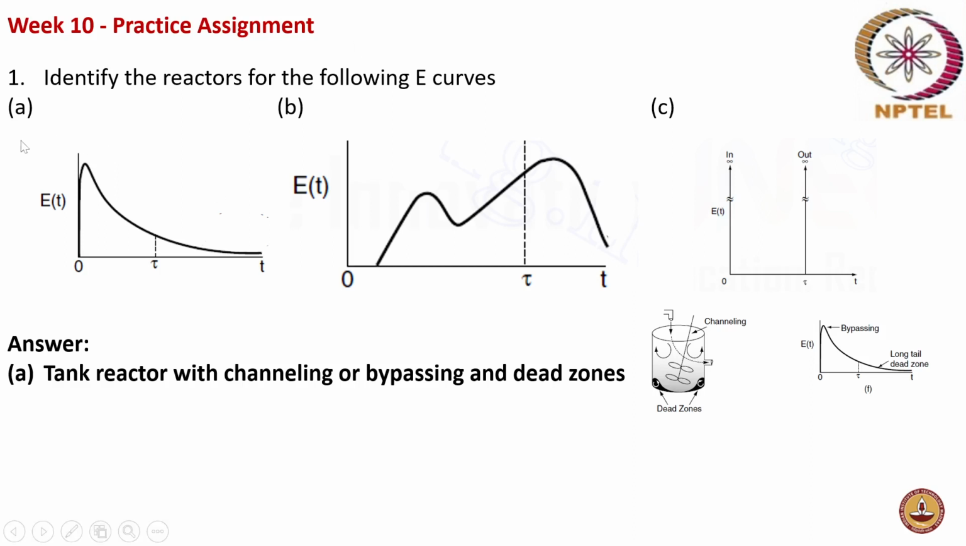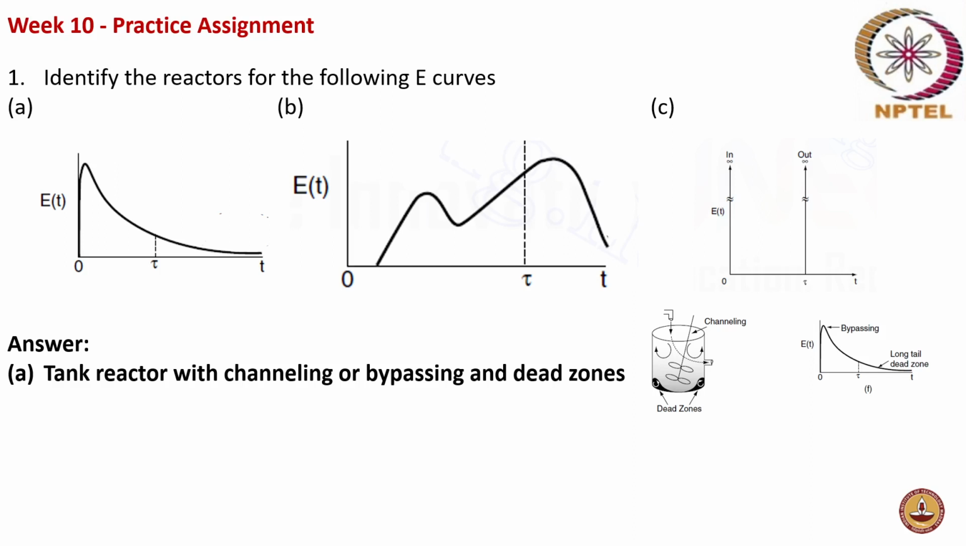So this initial peak, which is very close to 0, corresponds to the bypassing, whereas the long tail represents the dead zone. That means the material in the dead zone takes a very long time to come out of the reactor, and that is what is projected in terms of the exit age having a long tail after the tau. So the first figure corresponds to a tank reactor with channeling or bypassing and dead zones.